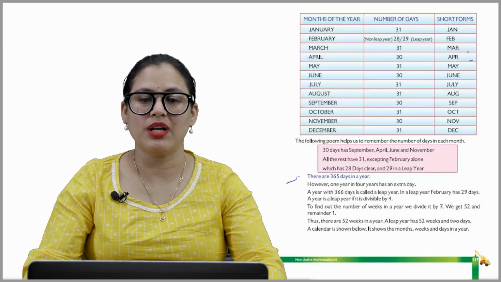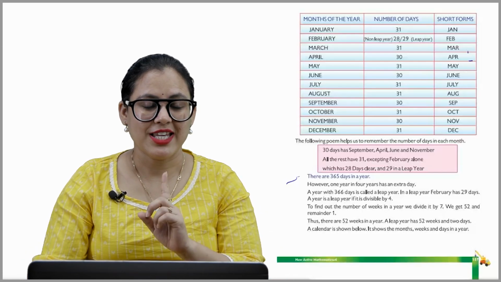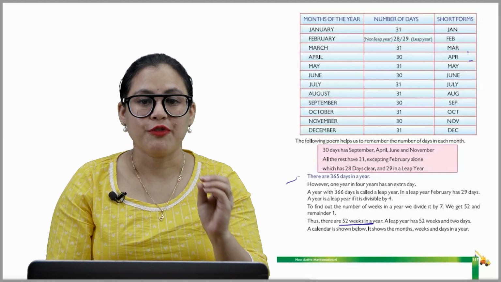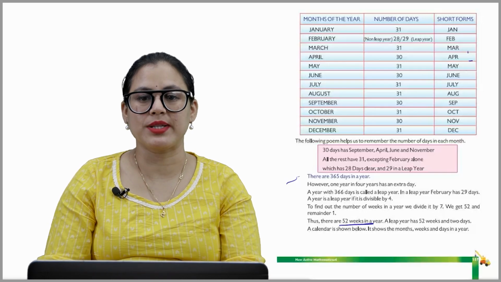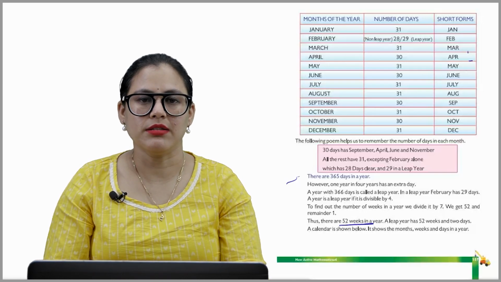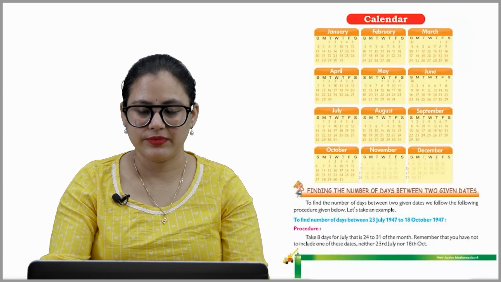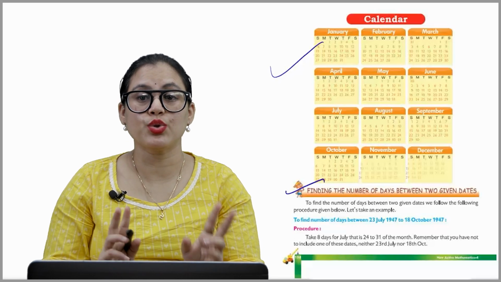To find out the number of weeks in a year, we divide it by 7. We get 52 and remainder 1. Thus, there are 52 weeks in a year. A leap year has 52 weeks and 2 days. A calendar is shown below. It shows the months, weeks and days in a year. See, calendar.